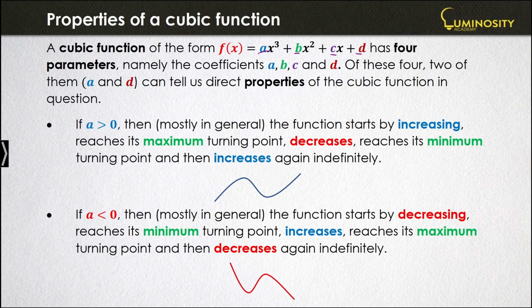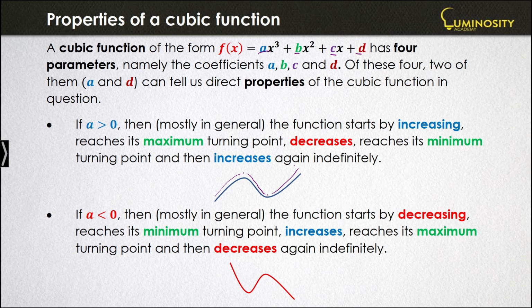So if a is greater than 0, then mostly in general, the function starts by increasing, reaches its maximum turning point, then decreases again, reaches a minimum turning point, and then increases again indefinitely. So it has this sort of shape. Increases up, turns, decreases, reaches a minimum, and then goes up all the way again.